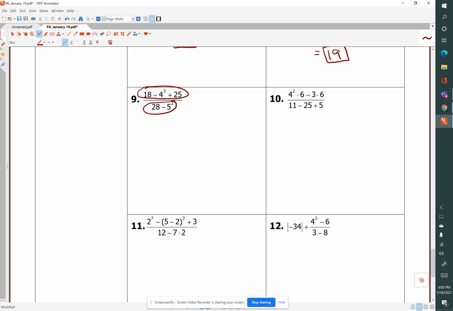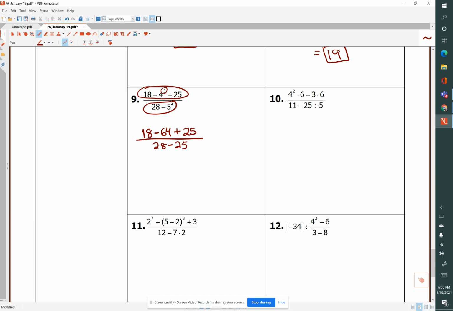And what's going on in the numerator? We have 18 minus 4 to the 3rd power plus 25. So I'll start with 4 to the 3rd power. 18 minus 4 times 4 times 4 is 64 plus 25. Divided by 28 minus 5 to the 2nd, which is 5 times 5, which is 25.